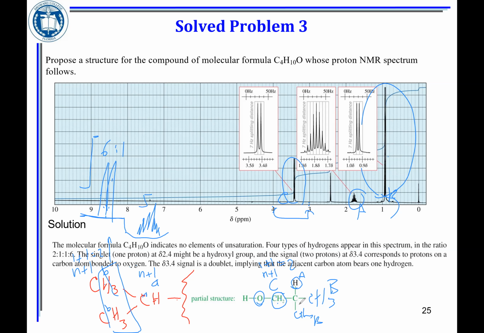And then we also have the splitting pattern. Because it's a doublet, it shows that it's adjacent to a carbon with 1 hydrogen, which is this hydrogen A here. That's why it's a doublet. It's between 3 and 4 because the carbon that carries the CH2, the 2 hydrogens, is attached to the electron withdrawing group of oxygen.